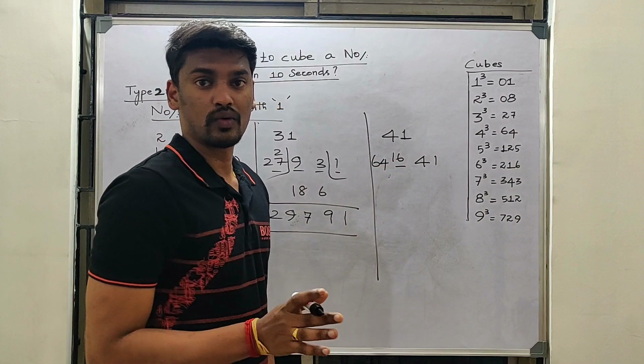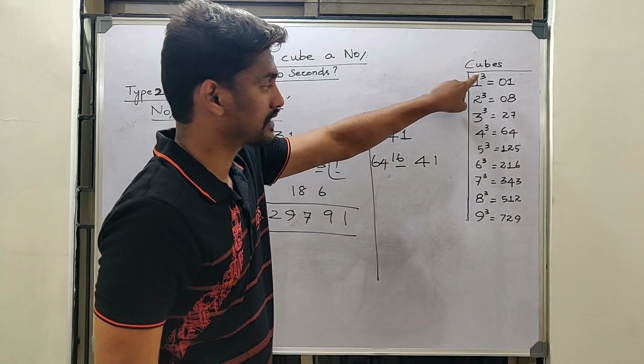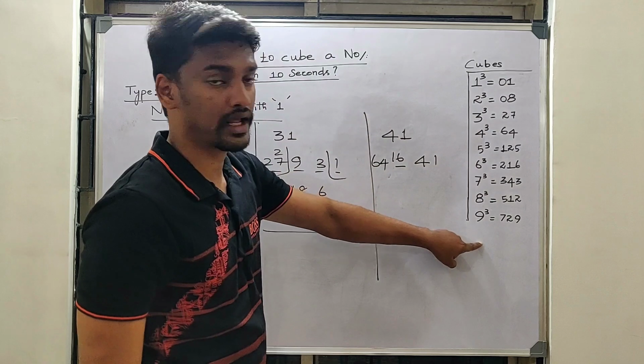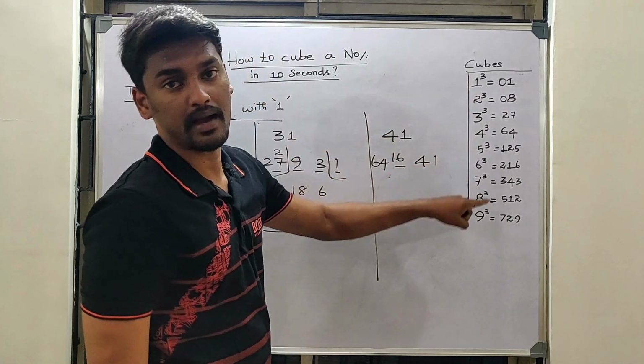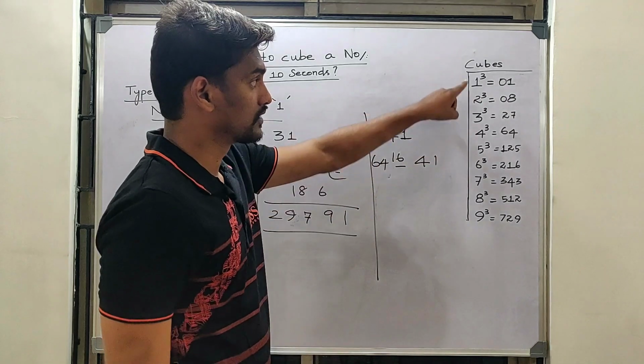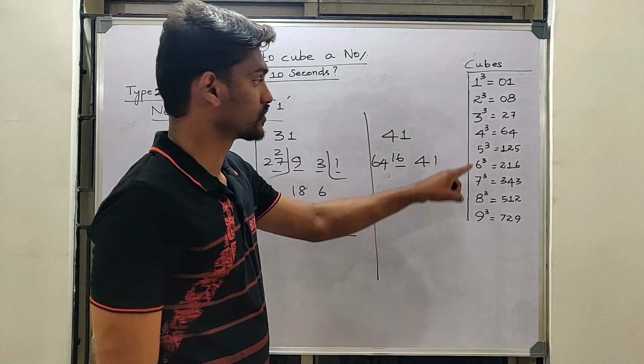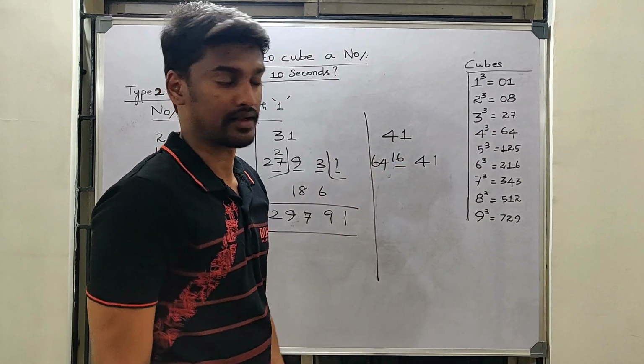And if you are having any doubt regarding the cube of the numbers, you could see there is a cube table starting from 1 to 9, which is written over here. So this is mandatory. Okay, like everything cannot be done by shortcut. So this is mandatory. At any cost you have to study 1 cube to 9 cube. So 4 cube is 64. So that's what I have written here.